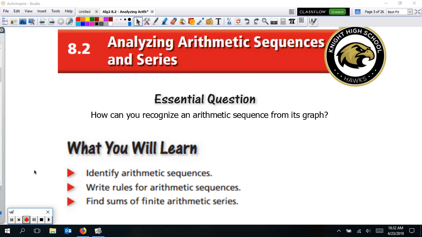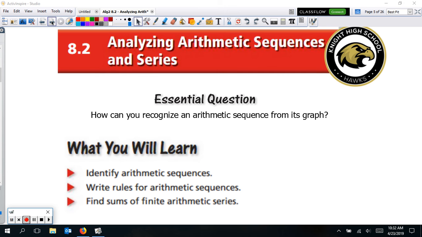Hey guys, so here's another installment of our Mathematicians song. We're going on to 8.2 now, analyzing arithmetic sequences and series. We'll be identifying arithmetic sequences, writing rules for those arithmetic sequences, and finding sums of finite arithmetic series. So we're going to go through all those three things in this lesson. First, let's go on to a quick cartoon, as we usually do.